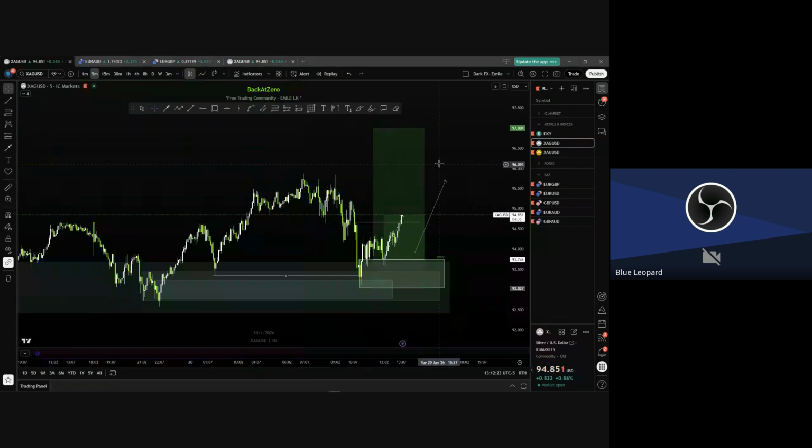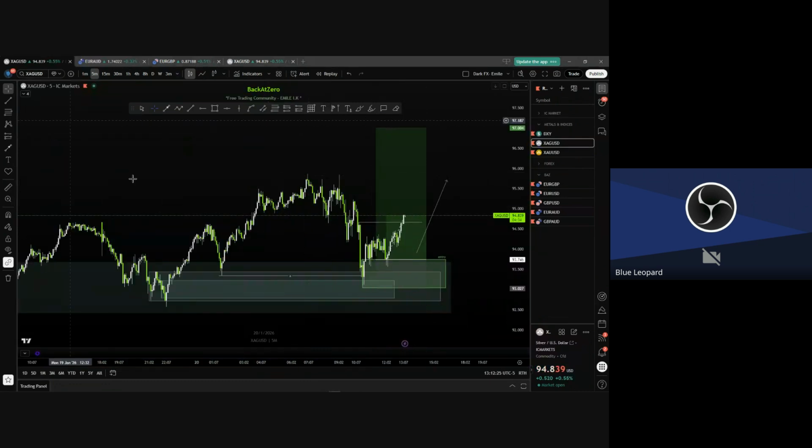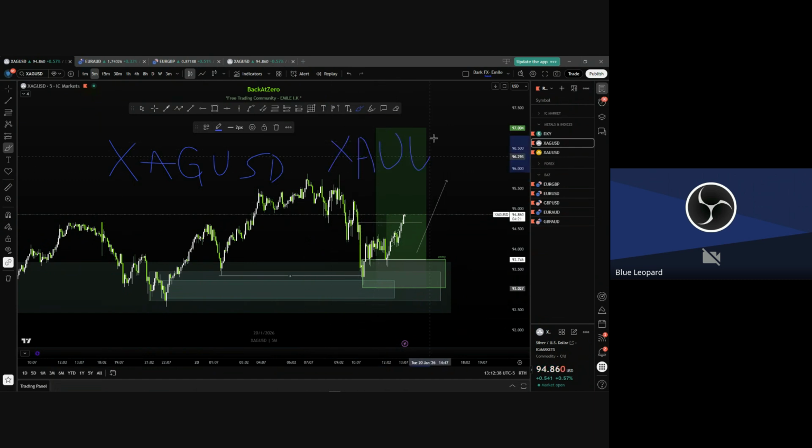Okay, this is silver. You all know silver, right? Silver is XAGUSD. Gold is XAUUSD. Okay? These are not the same. Silver and gold, sometimes they move the same way, but sometimes they're different. But most of the time on a higher time frame, they're correlated.